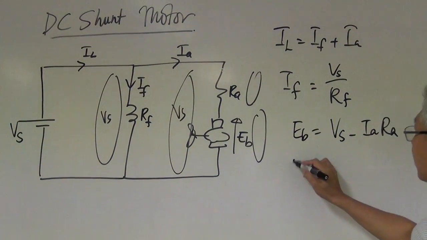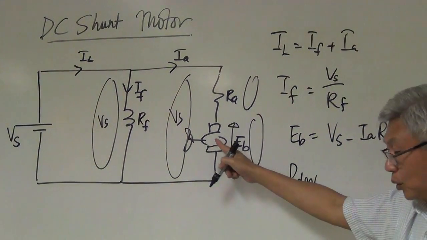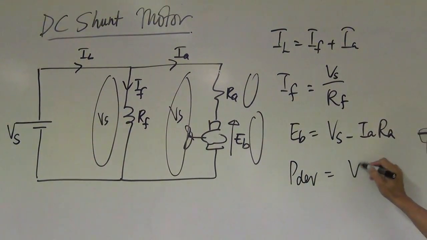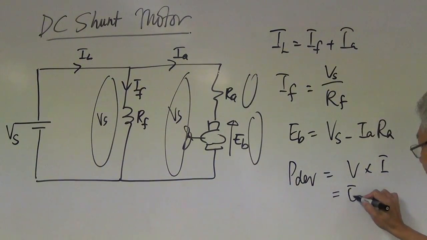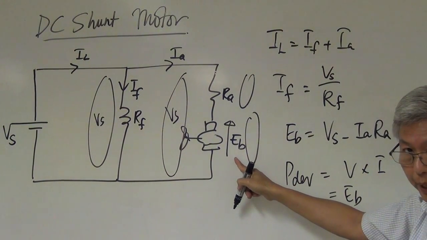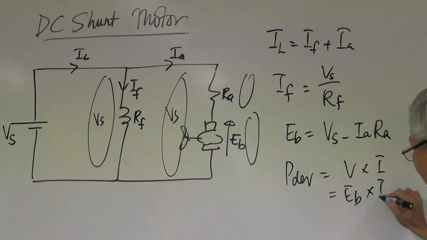Okay, next, what is the power developed by the motor? Now this is the motor. The power developed by the motor is V times I, which V? EB. Because the voltage here we call it EB, back EMF, which I? IA.